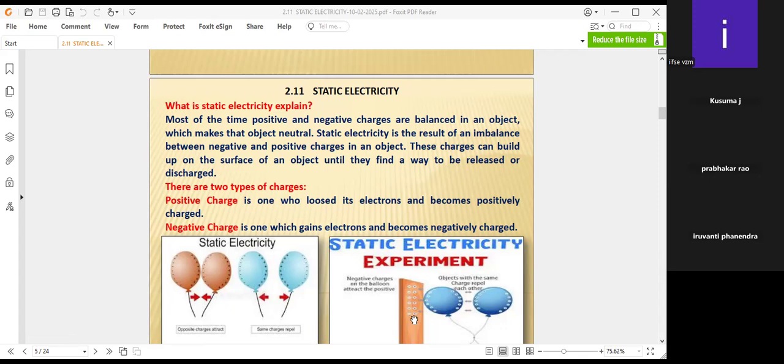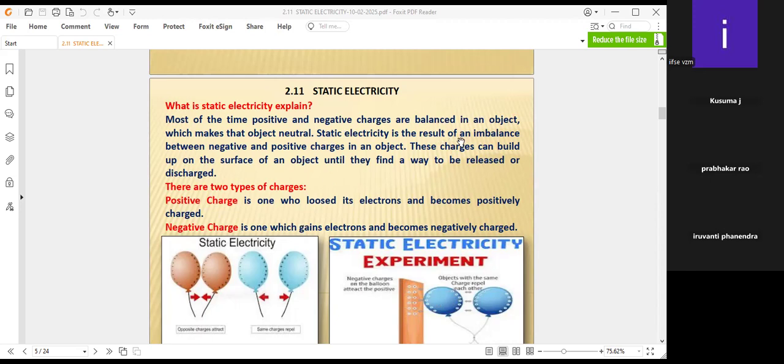When you bring it nearer to another object, it is a different case. Static electricity is the result of an imbalance between negative and positive charge. Here the balance is equal, positive and negative are equal. But when these are nearer to the wall, the number of positive charges and negative charges is not equal to that of the wall. That's why it is attracted towards the wall, negative attracted to positive or positive attracted to negative. That is the static electricity experiment.